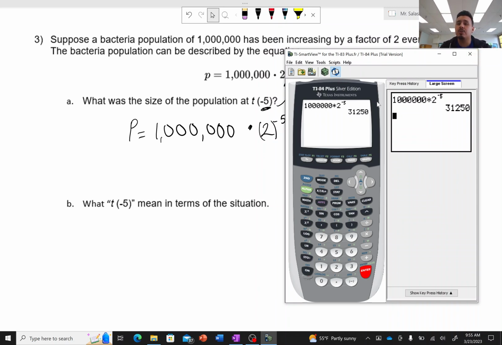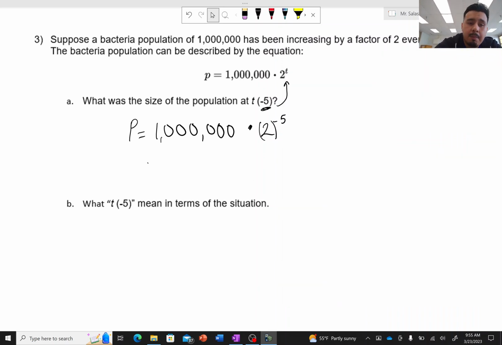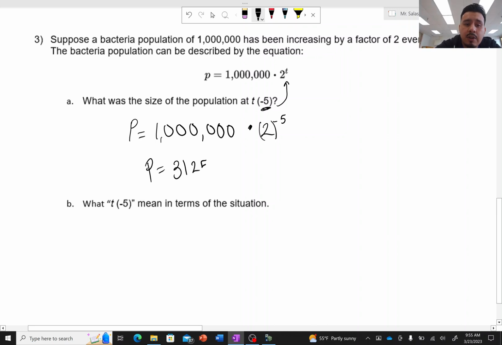So P is equal to 31,250. Perfect. I figured out what t of -5 means. So then I'm looking at this problem here, and it's asking, what does t of -5 mean in terms of this situation?